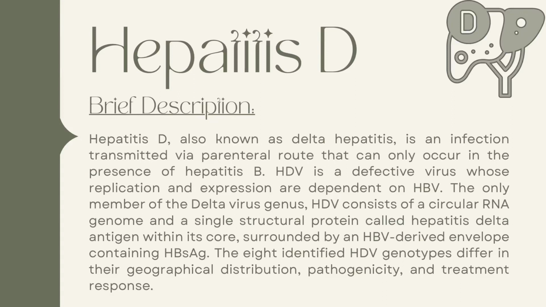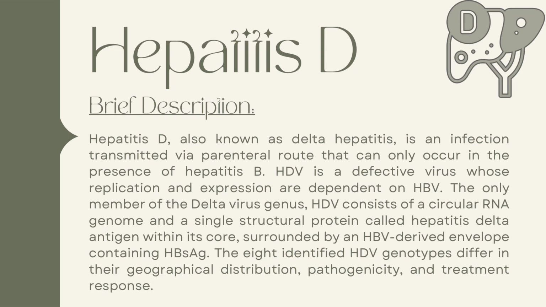Hepatitis D, also referred to as delta hepatitis, is a parenterally transmitted infection that can only occur in the presence of hepatitis B. The replication and expression of HDV are dependent on HBV. The only member of the delta virus genus, HDV, is composed of a circular RNA genome and a single structural protein known as hepatitis delta antigen within its core, surrounded by an HBV-derived envelope containing hepatitis B surface antigen.